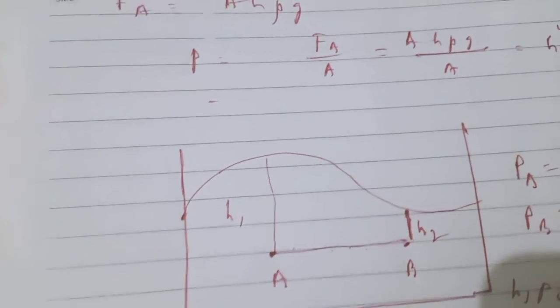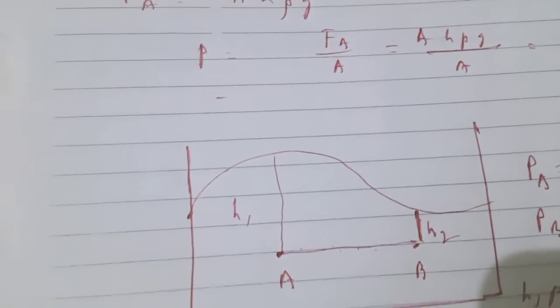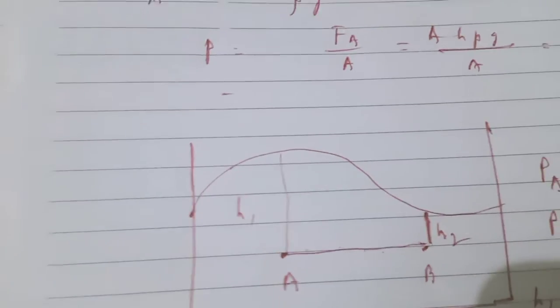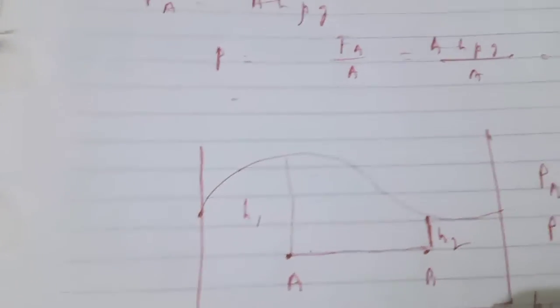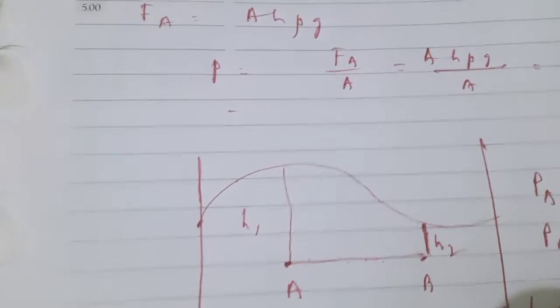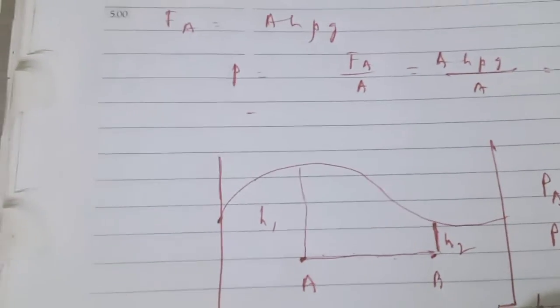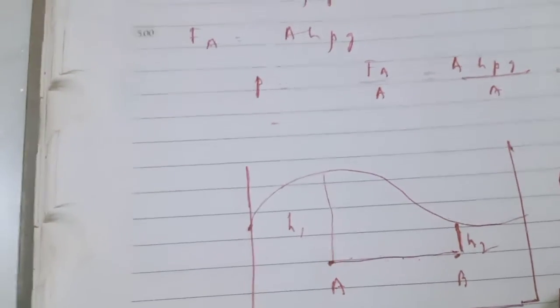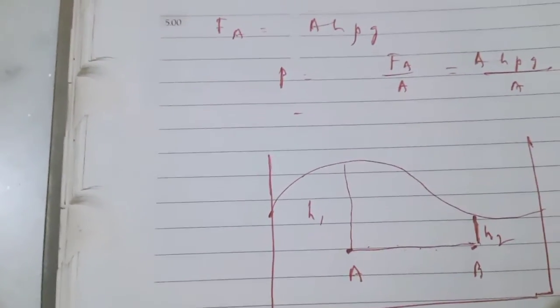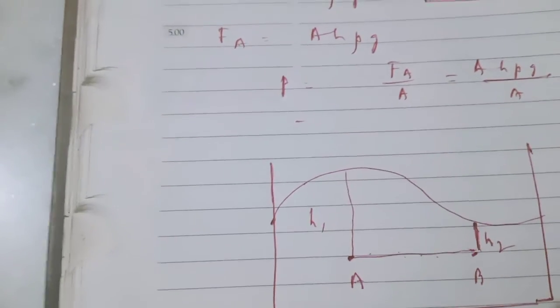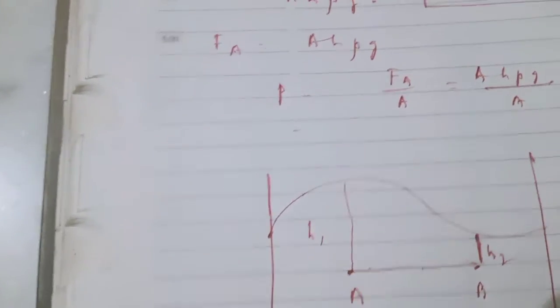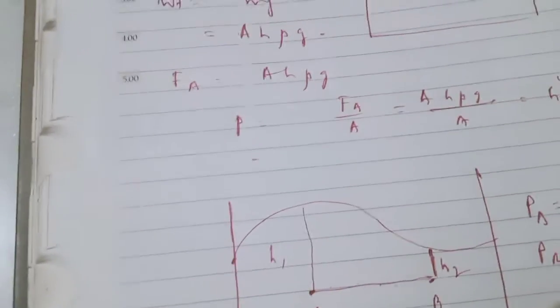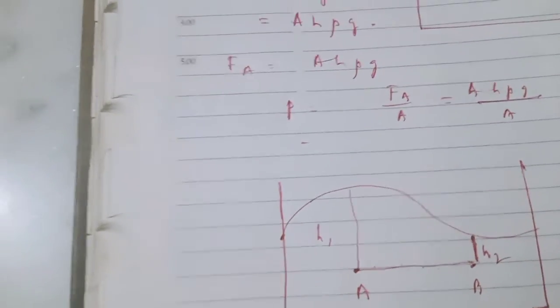If, however, a surface is kept in a vessel in an inclined position in a liquid, since different points of the surface lie at different depths, the pressure will vary from point to point. If that is the case, the average pressure exerted on the surface is given by the pressure at the center of gravity of the surface. So this is all about pressure.